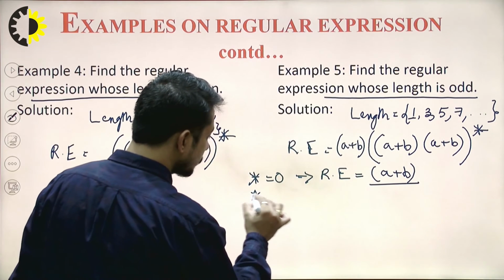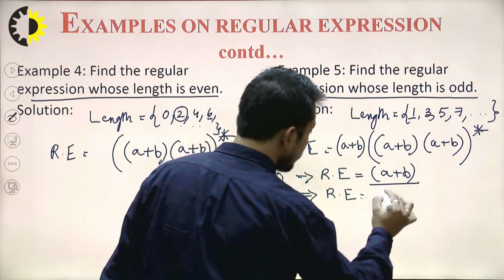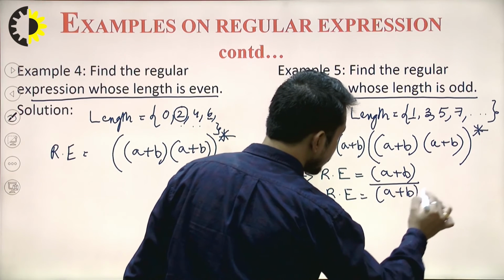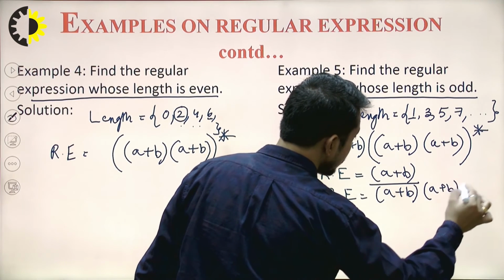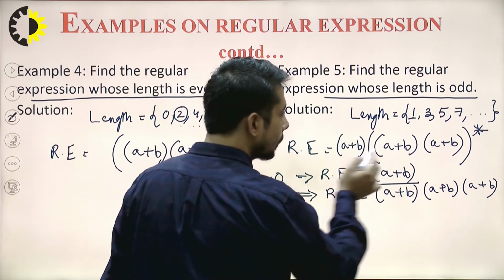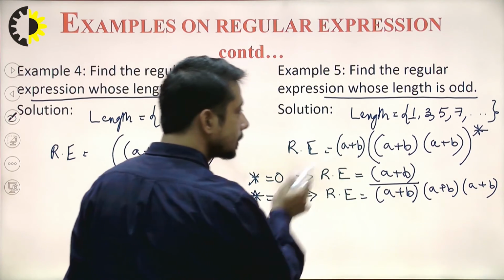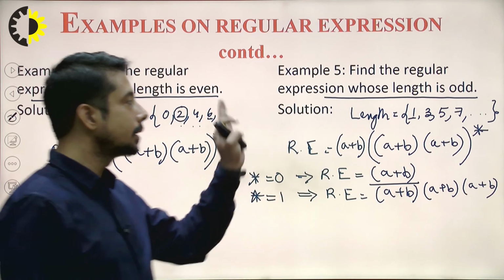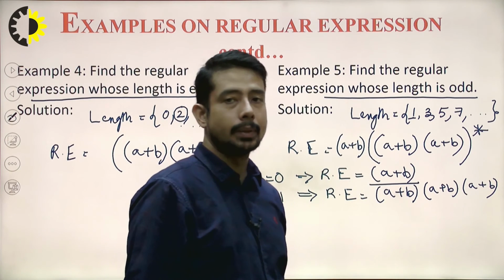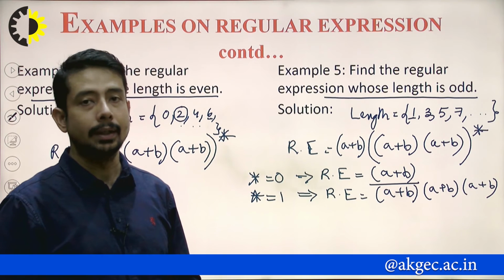If asterisk equals 1, then the regular expression will be A plus B into A plus B into A plus B. If asterisk equals 2, then it will be 4 and 1, 5. If asterisk equals 3, then it will be 6 and 1, 7. So it will keep on going, and this gives you a very good example for finding all the lengths which are exactly odd.